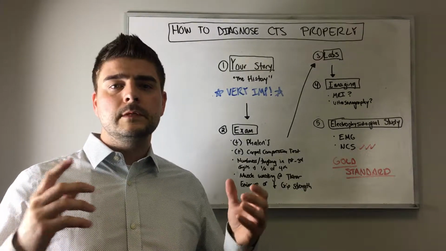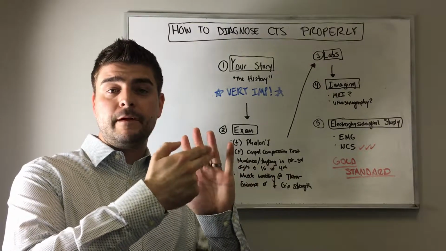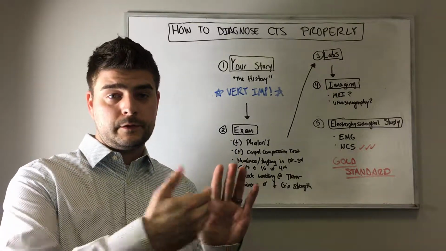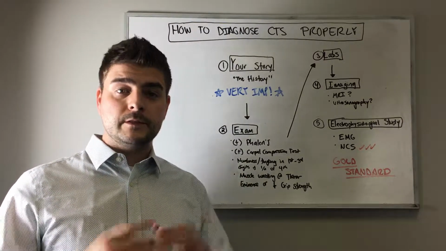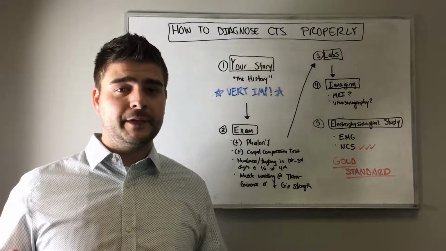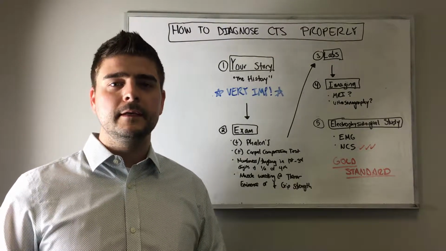But again, sensory things like numbness and tingling in the first, second, third, and then half of the fourth digit, the side closest to your thumb, would be common. Those are some things you might want to keep in the back of your mind that should be looked at when they're evaluating carpal tunnel, instead of just saying, oh, you have numbness, you have carpal tunnel. That would not be good.